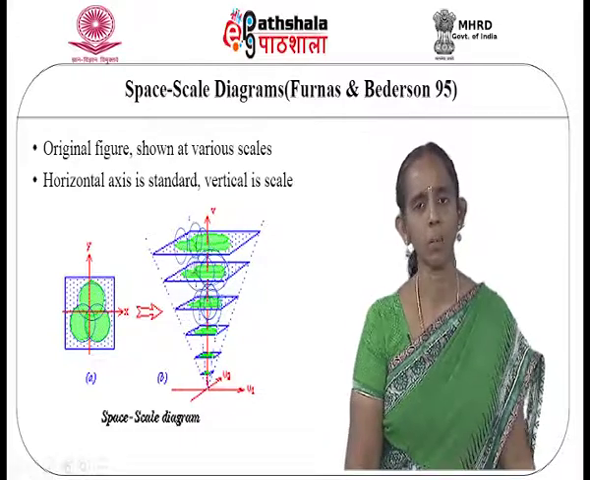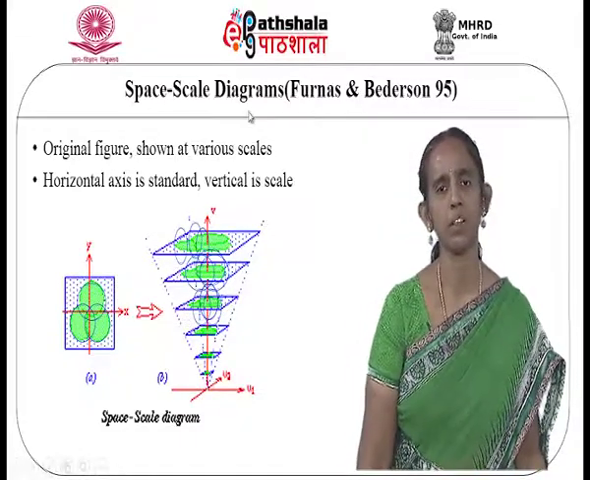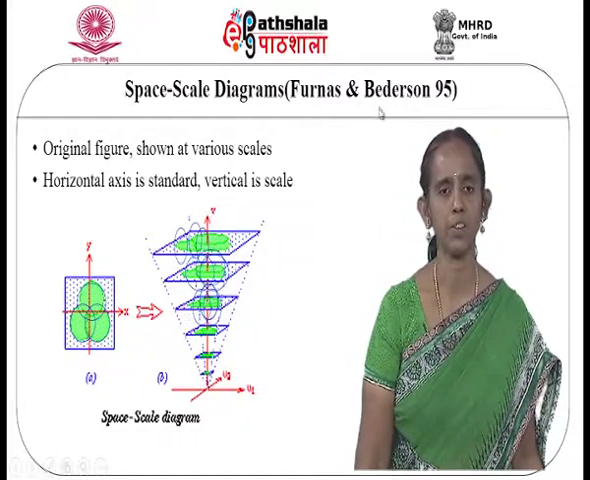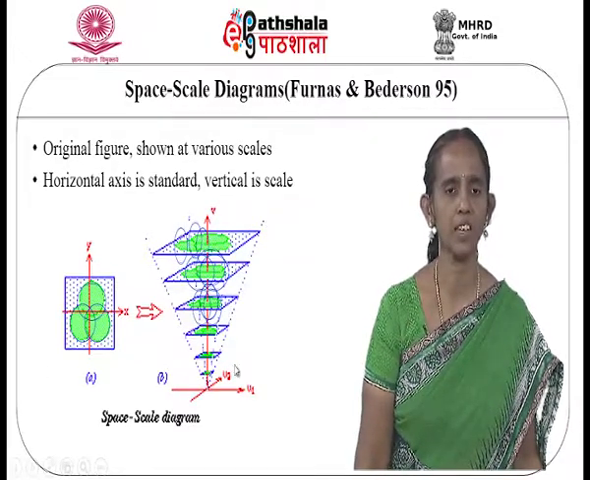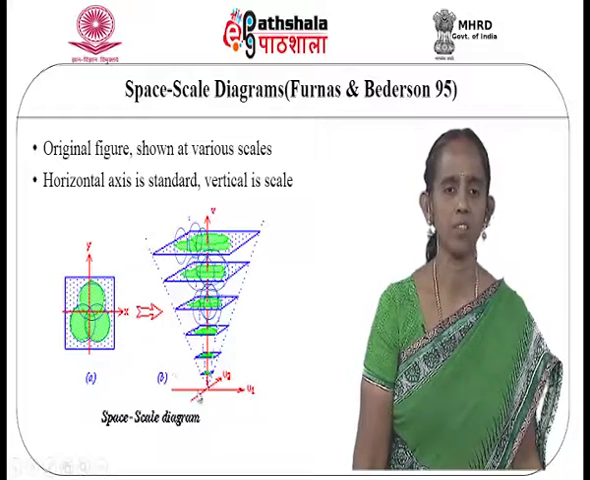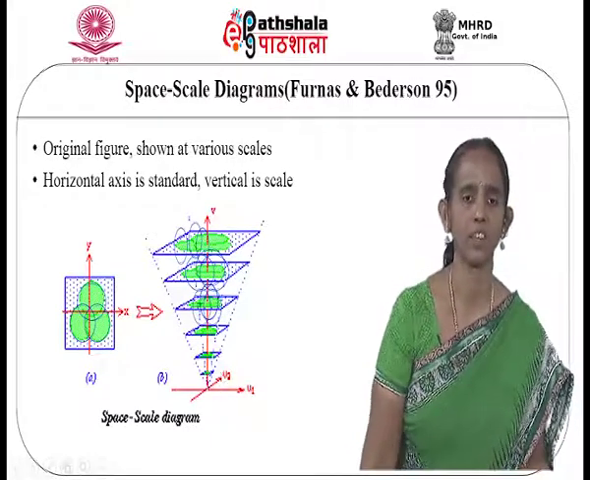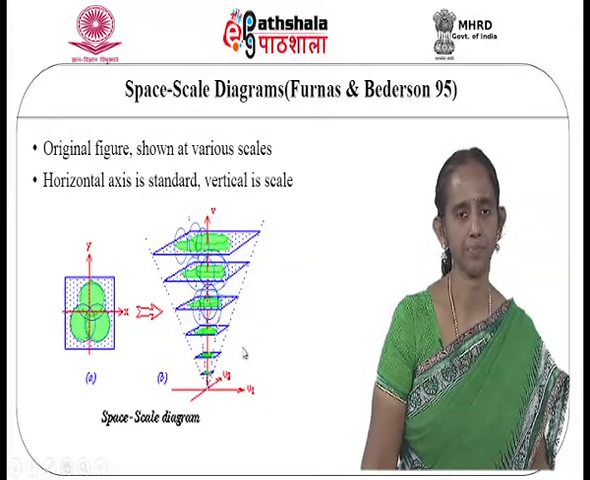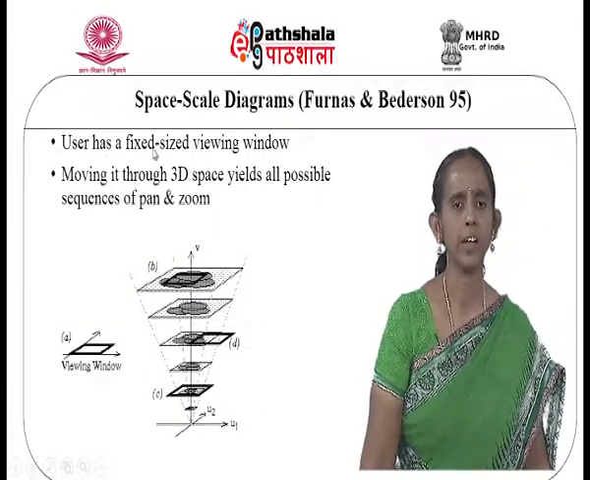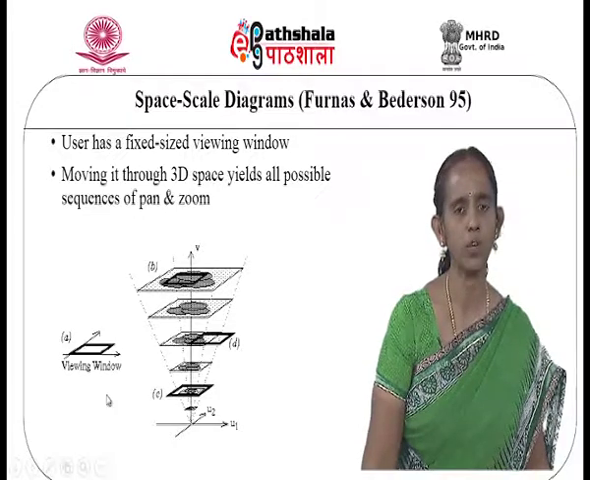So these are examples of space scale diagrams that were designed by Furnas and Bederson in the year 1995. The original figure is shown at various scales. Here we can see that the horizontal axis is the standard axis, whereas the vertical axis is a scale axis. So the user has a fixed size viewing window.